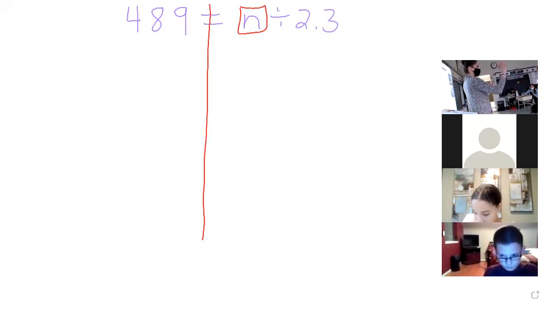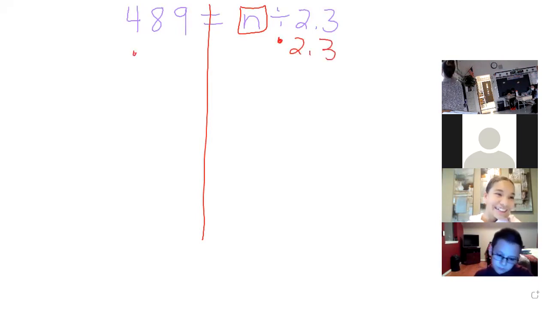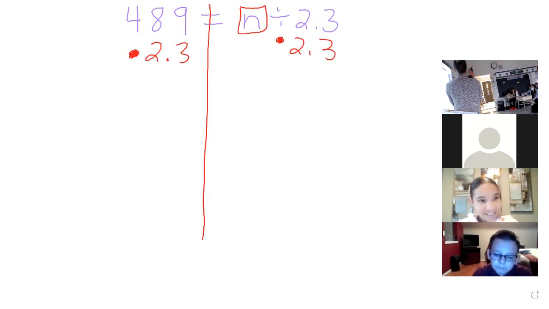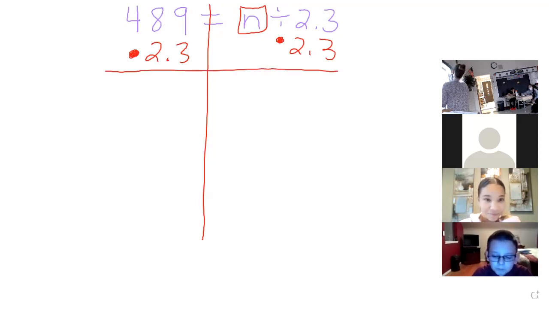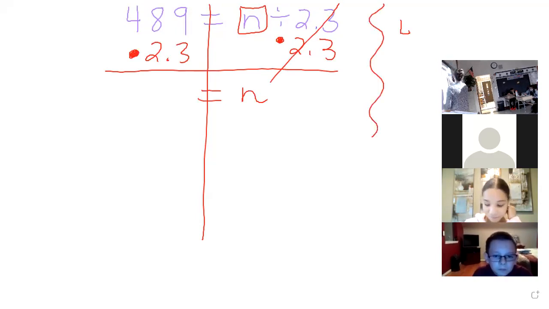So what's connected to the n that I've got to get rid of? This. How do I get rid of divided by 2.3? I multiply by 2.3 on both sides. Got to keep it balanced. And some people need to make a bigger dot so that they recognize that's not a decimal point, it's multiplication. Cool, so that's gone, left with n. Now I have to simplify the left, which I could probably do right here, but if you wanted to work off to the side, you could as well.